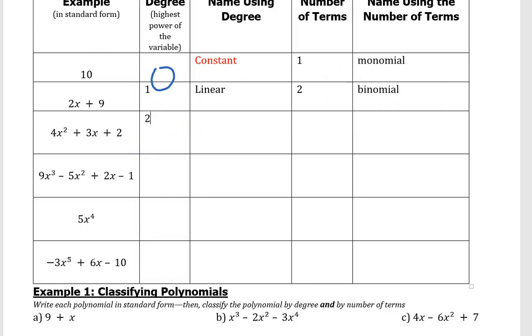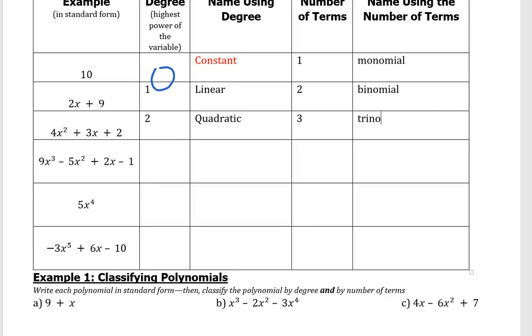Degree here, highest power of x is 2. It's an x squared. This is called quadratic, if I can spell. And I have 3 terms here. The 4x squared is a term, the 3x is a term, the 2 is a term, and this is called a trinomial.